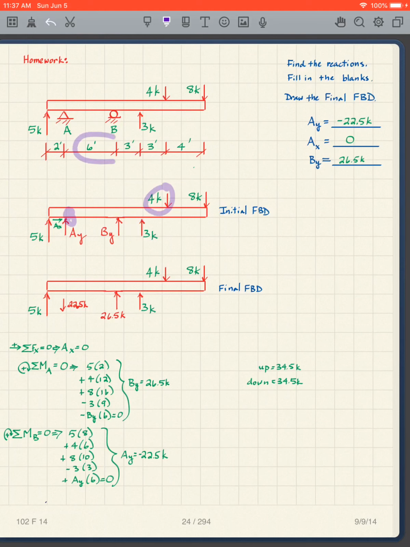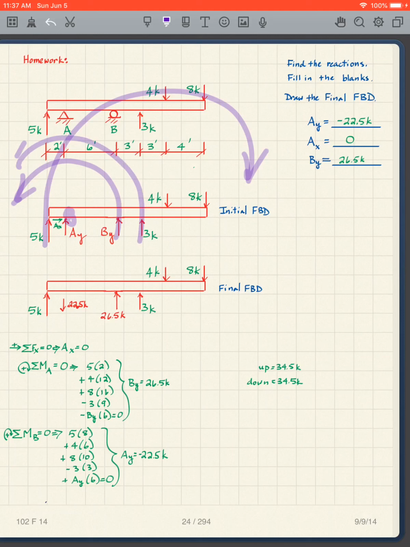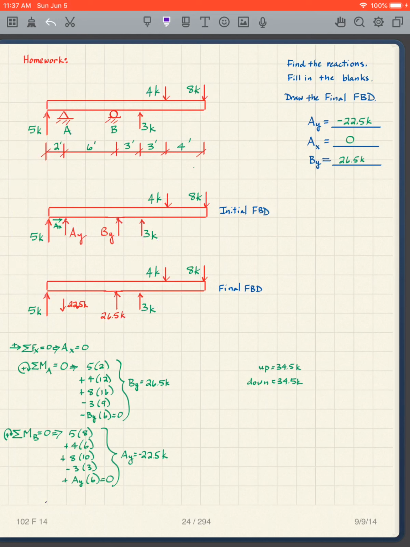4 times 12, 8 times 16, and then in terms of the signs, clockwise positive, counterclockwise negative, counterclockwise negative, clockwise positive, clockwise positive. So all that goes into this expression. We get BY is equal to 26.5 kips.